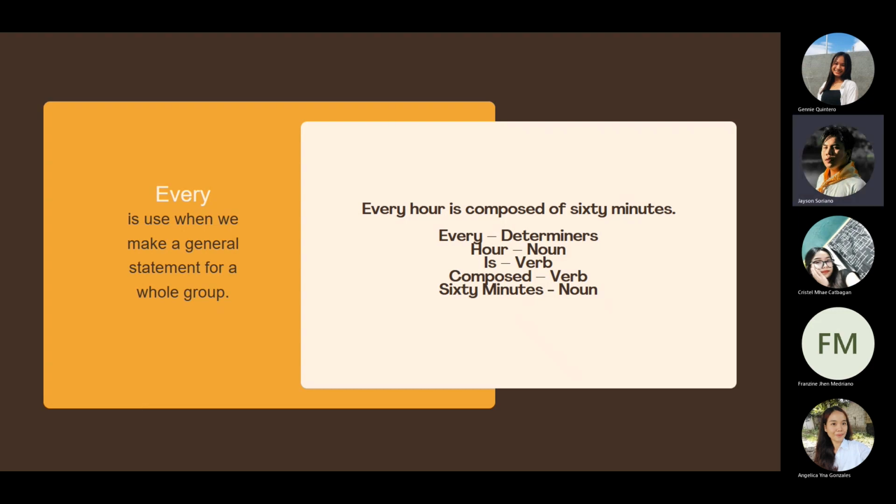Composed is a word after the verb used to define the noun hour as something that has formed by putting the noun 60 seconds together. I mean 60 minutes together. So 60 minutes, this phrase is a noun which denotes what the noun hour is composed of.